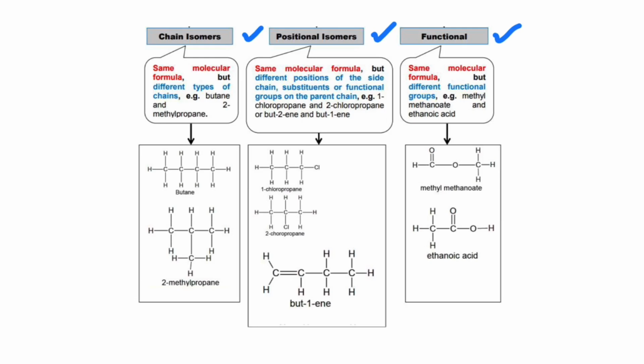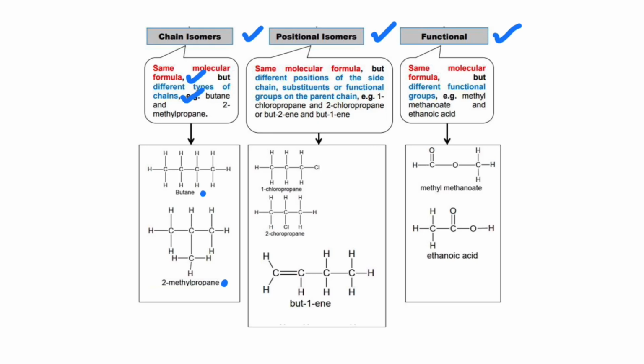In chain isomers, they have the same molecular formula, but different types of chain. If they have different types of chains, then they're going to have different structures. So that's why we are calling them chain isomers. Let's take a look at this example that we have: butane and 2-methyl propane.